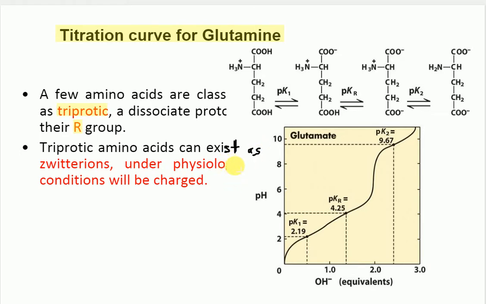Under physiological conditions it will be charged. Okay, so we can see it is triprotic. Notice how all these different resonance structures, pK1, pKR, and pK2, they all can go back and forth. So very triprotic.